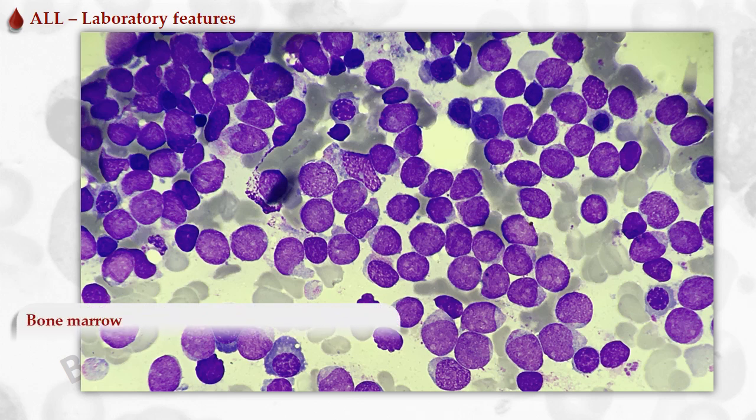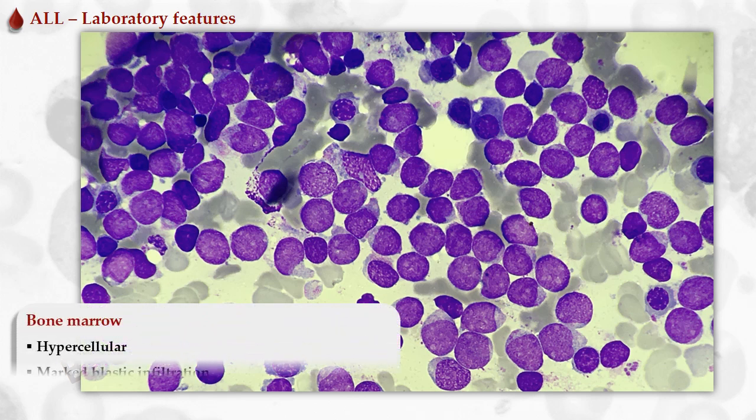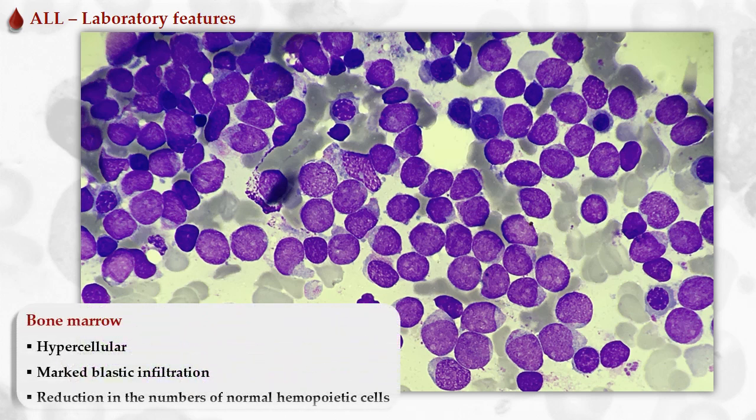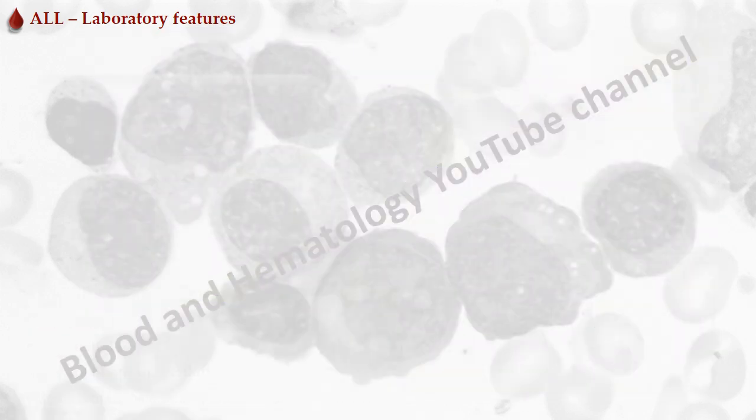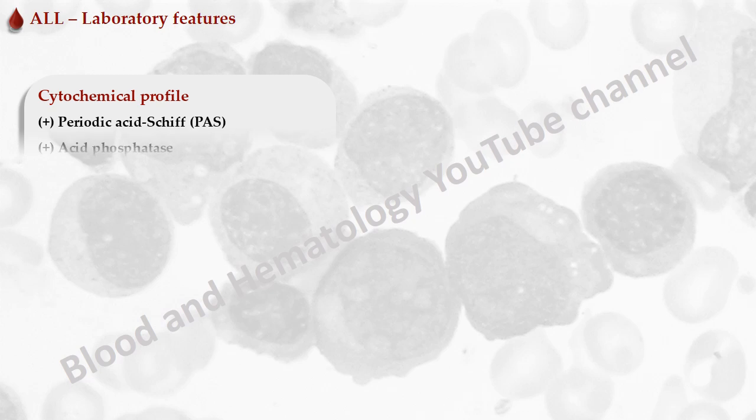Bone marrow aspirates in ALL are generally hypercellular and almost always show a marked blastic infiltration, often more than 90%, with a clear reduction in the numbers of normal hemopoietic cells. The cytochemical profile of the lymphoblasts, whatever the morphological or immunological subtype, is uniform.